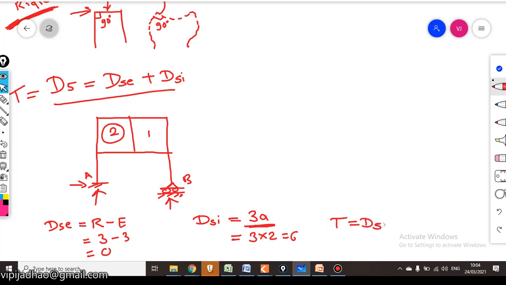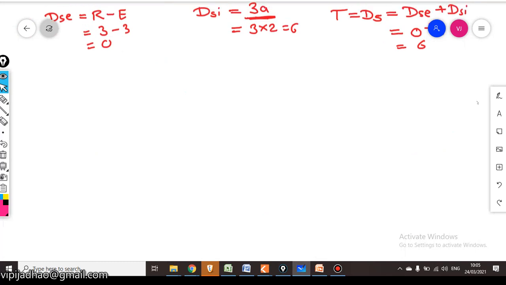And total static degree of indeterminacy, or total DS, will be equal to DSE, degree of external static indeterminacy, plus DSI, degree of internal static indeterminacy. So this will be equal to 0 plus 6. So total static degree of indeterminacy will be 6 for this particular frame. We will see another example.